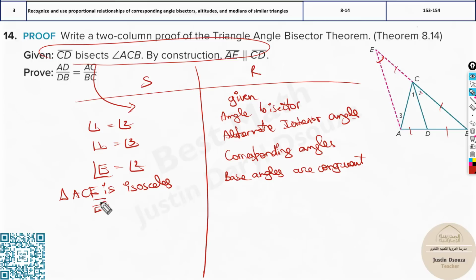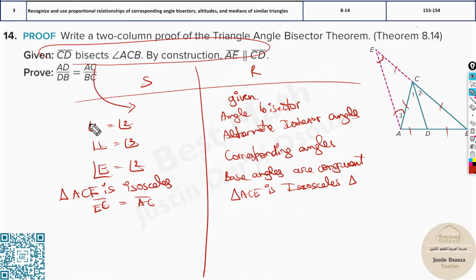So EC, the line segment EC, is equal to AC. Triangle ACE is isosceles triangle. Or you can write converse isosceles triangle theorem. That's also the same thing. Because we know if base angles are equal, then the sides are equal, and that's how it's basically the converse.